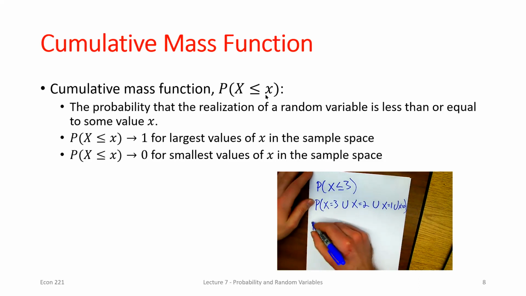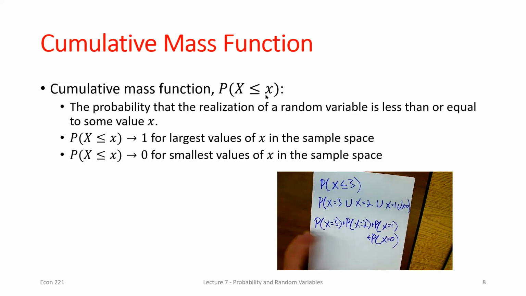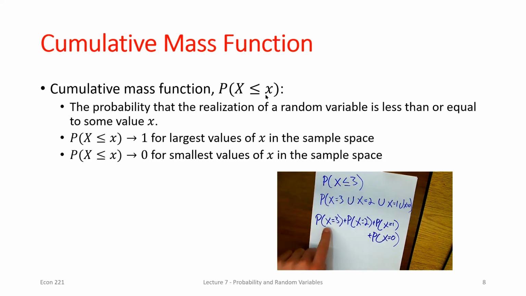So essentially, all we have to do is add the probabilities of those events together. Really, when I say the cumulative mass function, all you're doing is taking the probability of the highest outcome that you want to know for that cumulative mass function, and then adding to it the probability of every outcome below it. Okay?